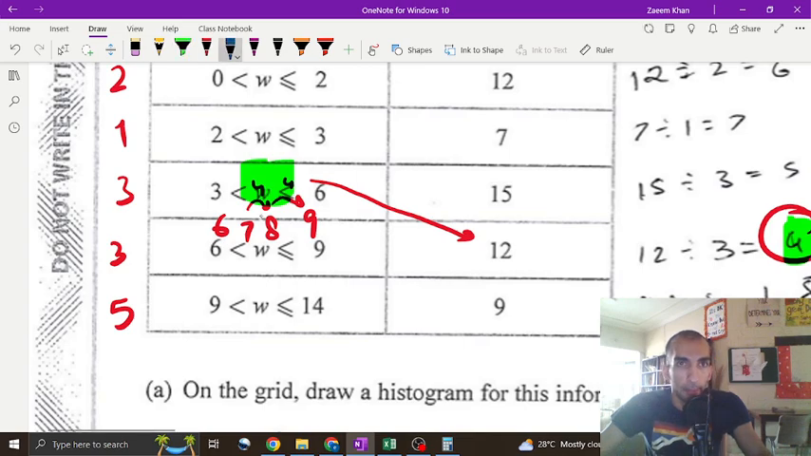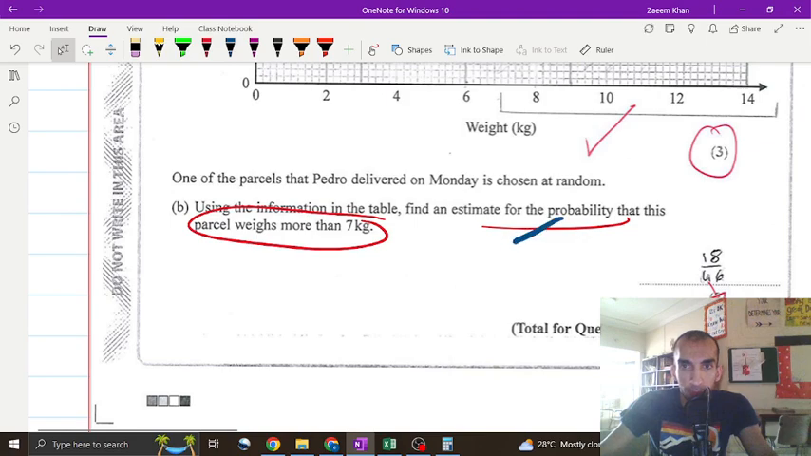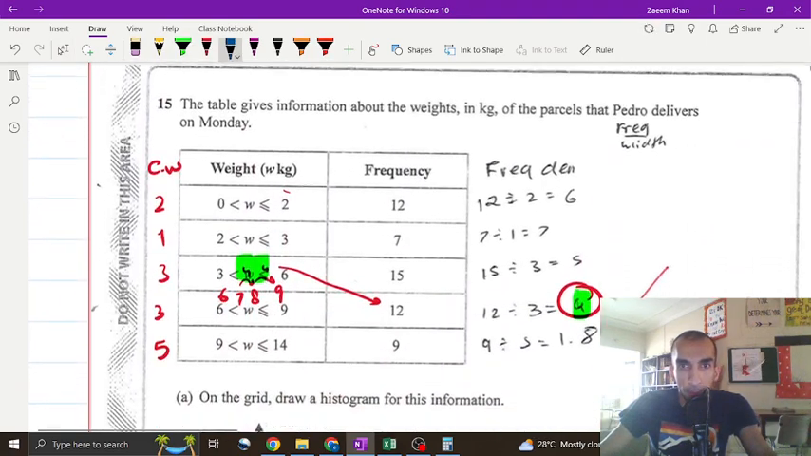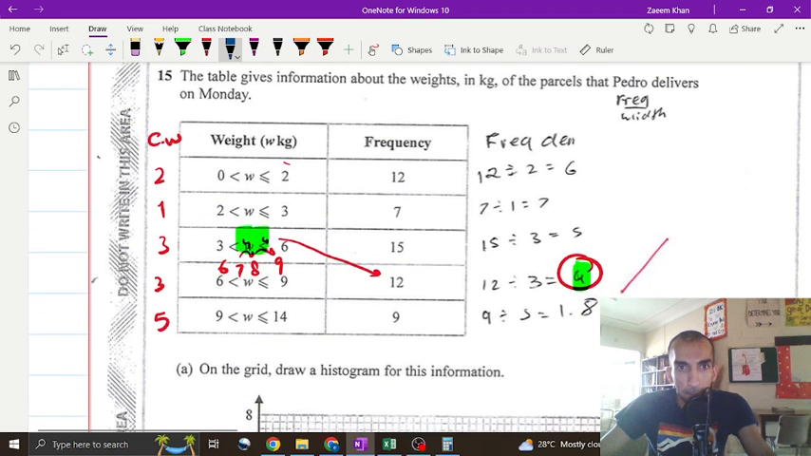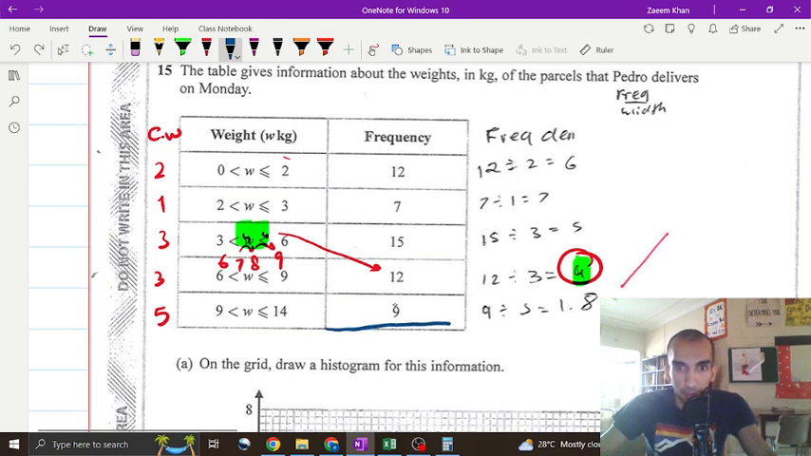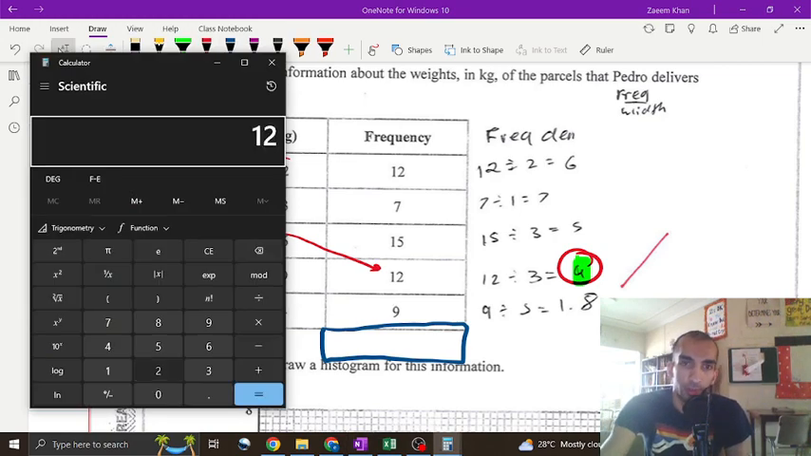8. Excellent. Now, when the question says probability, 8 over a total of how many parcels do we have over there? Total of 5? I don't think so, because the frequency represents the quantity of parcels. 55.